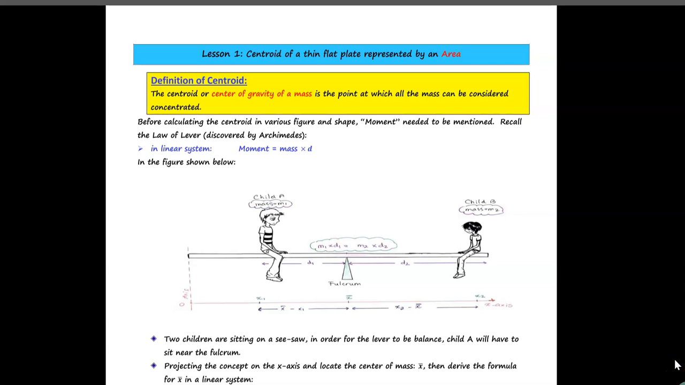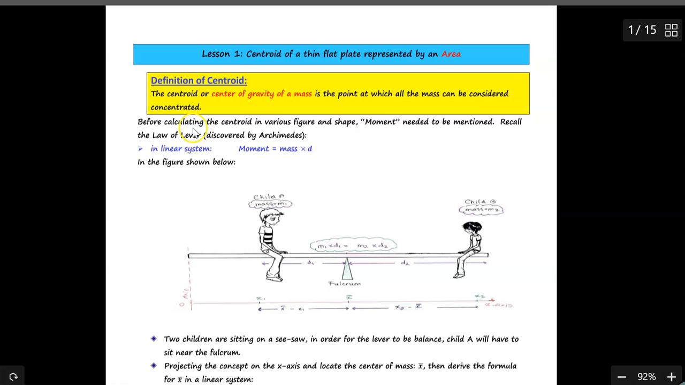Hello everyone. In this video, we will work with finding the centroid of a thin flat plate represented by an area. The definition of centroid: the centroid, or the center of gravity of a mass, is the point at which all the mass can be considered concentrated.